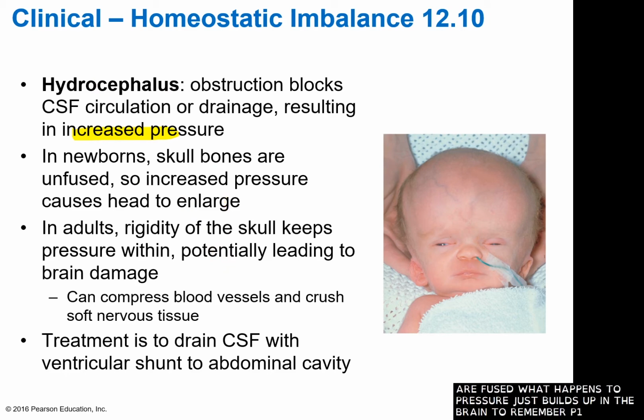Remember, P1V1 equals P2V2, and if you increase the pressure, then what happens? So it will increase the volume of this fluid, the pressure increases, and you don't want to increase the pressure on a delicate tissue like the brain. So this can compress blood vessels and crush the soft nervous tissue. So treatment to drain CSF with a ventricular shunt to the abdominal cavity is very important here.